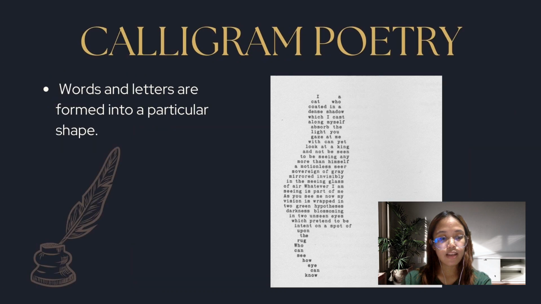Then next is the calligram poetry. Calligram poetry is a type of poetry where the words and letters are formed into a particular shape. I don't think it has, I mean, it doesn't have any rules to follow. It doesn't necessarily have to rhyme as well, so long as it has a particular shape that is formed. Let's look at this example here. As you can see, this is a poem that was formed in the shape of a cat silhouette. So that is an example of calligram poetry.